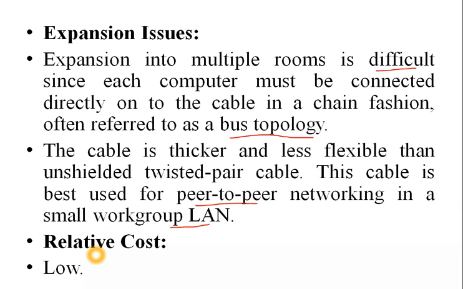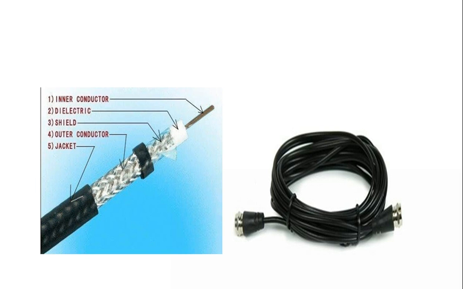Cost. What will be the cost? Relative cost is low as compared to other cables. So this is the advantage of this one. This is the diagram: inner conductor, dielectric, shield, outer shield, core, jacket, and this is the final form of the thin coaxial cable.